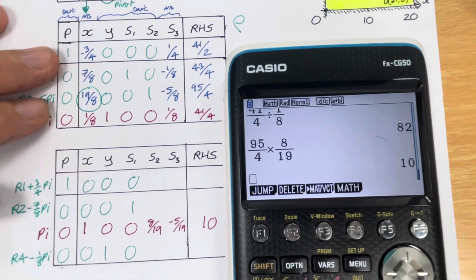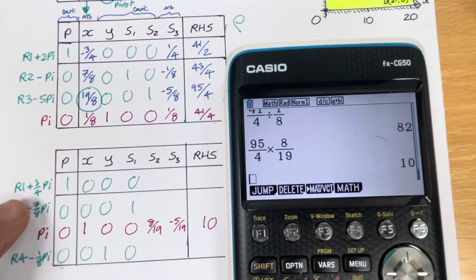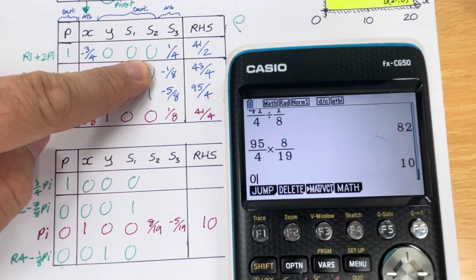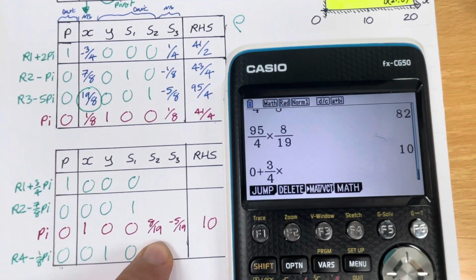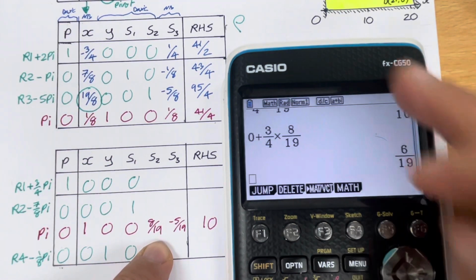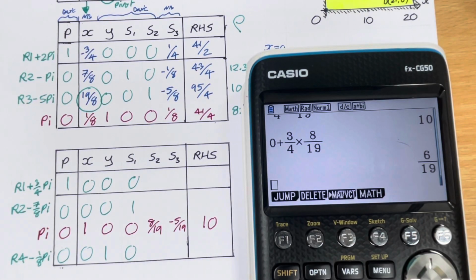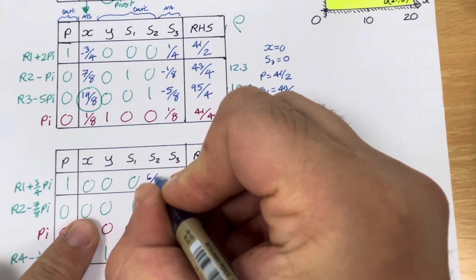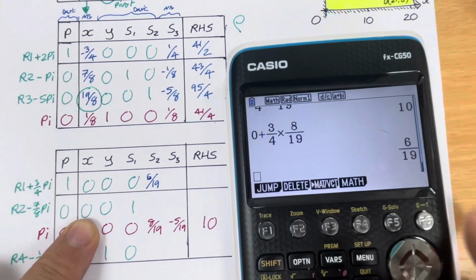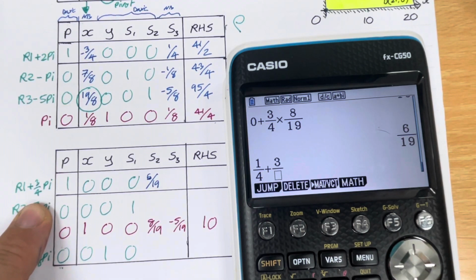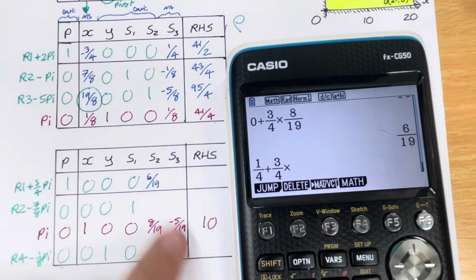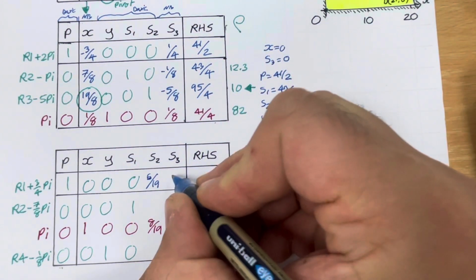Okay, so calculator. Row 1 plus 3/4 times the pivot. So I've got 0 plus 3/4 times the pivot. Now the pivot is 8/19. So that value is 6/19. So we get 6/19 in there. The next one, we're going to have 1/4 plus 3/4 times the pivot, which is minus 5/19. Just be really careful with any sign errors. It is so easy to make one.